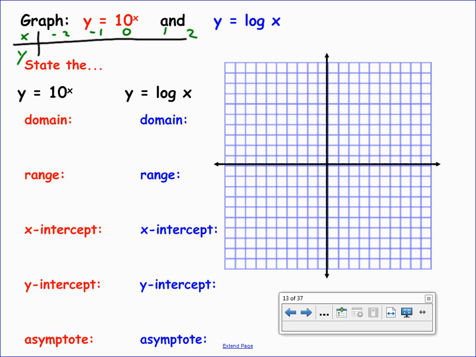So 10 to the -2 would be 1 over 10 squared, which is 1/100th. 10 to the -1 is 1 over 10 to the first, which is 1/10. 10 to the 0 is 1. 10 to the first is 10. 10 to the second is 100. So if we consider the graph of our first equation, y equals 10 to the x, in red, it would contain some points: -2, comma 1/100th, -1, 1/10th, 0, 1, 1, 10, and 2, 100. So if we connect these, we have y equals 10 to the x. Very steep exponential graph.